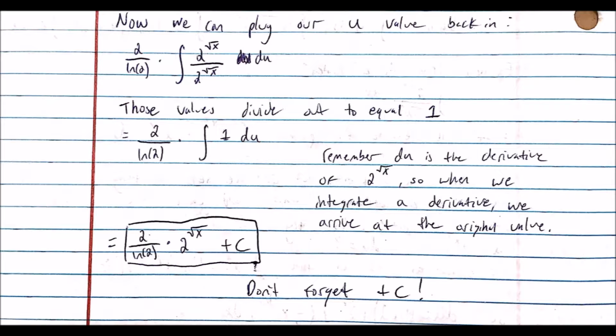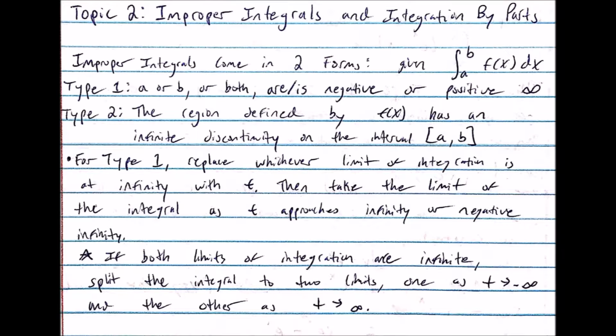Now that is a problem we can definitely solve. And remember, du is the derivative of 2 to the power of square root of x. So when we integrate the derivative, we arrive at the original value, which is just 2 to the power of x, to the power of square root of x. Leaving us with our final answer of 2 over ln of 2 times 2 to the power of square root of x plus c. Remember, do not forget that plus c. And that's topic 1.